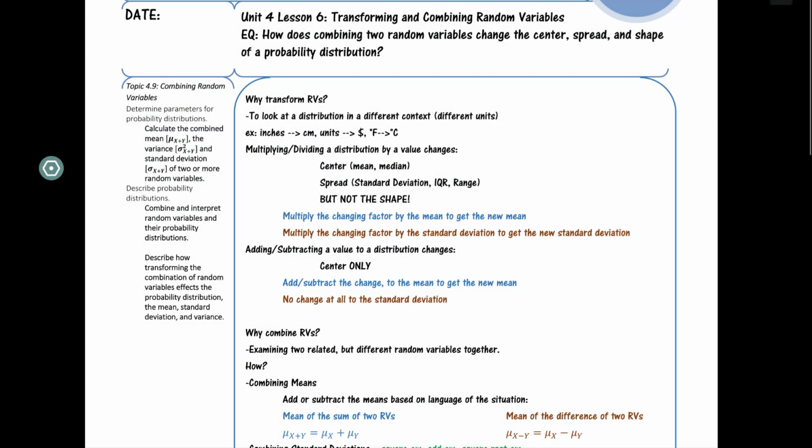Hello everybody, welcome back to Unit 4 where we are exploring probability distributions. And today we are talking about transforming and combining random variables. This is lesson number 6.